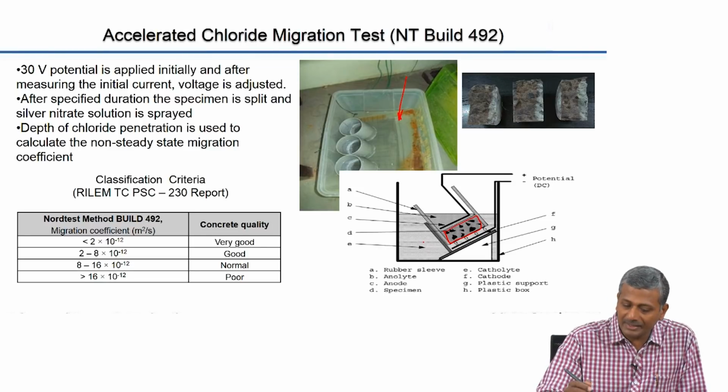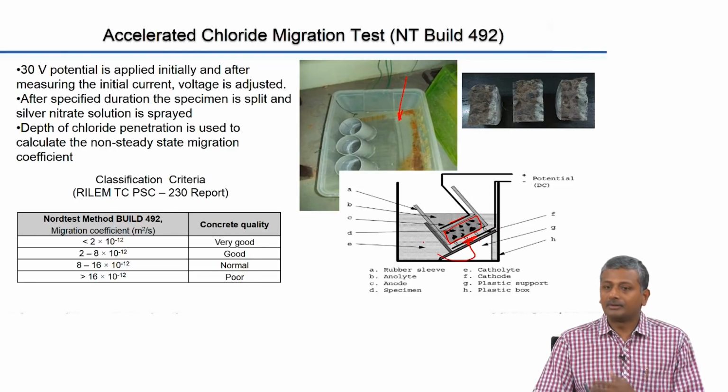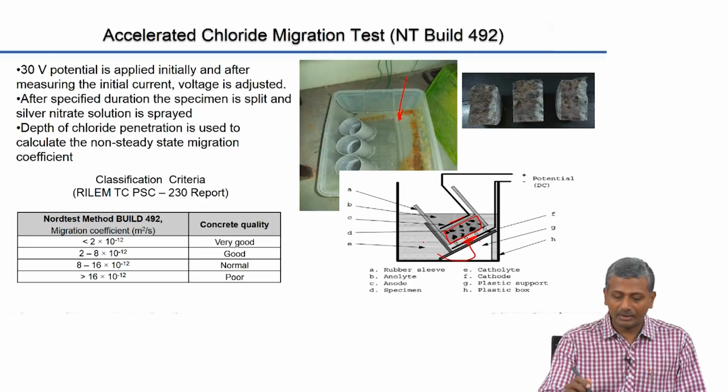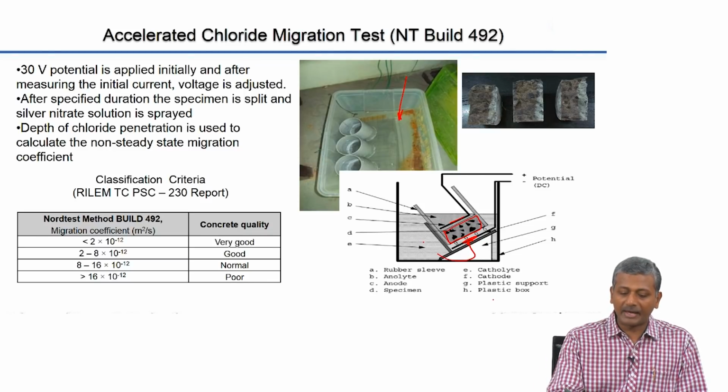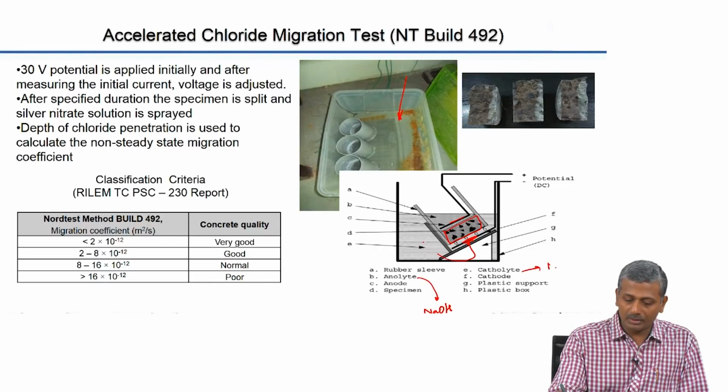So, what you do here is again the same, you apply a potential difference between the electrodes, okay, and you make the chlorides drive through the concrete to the other side where you have your anolyte, which is sodium hydroxide. So, anolyte is your sodium hydroxide, catholyte is sodium chloride.